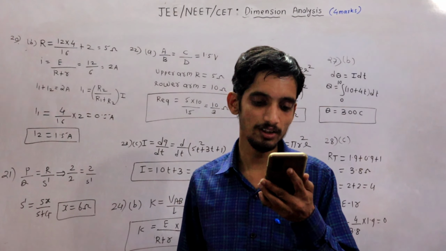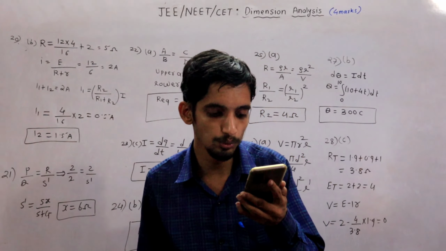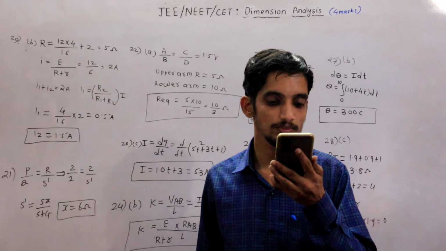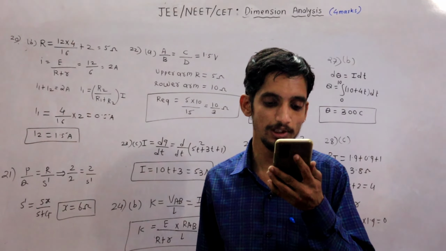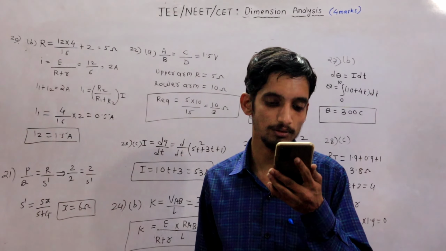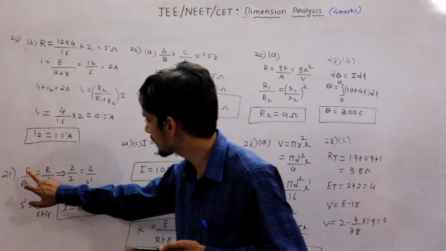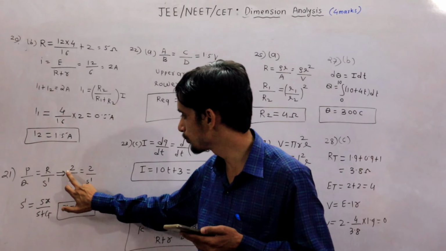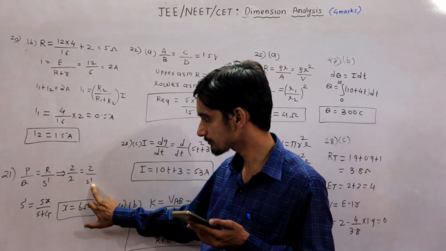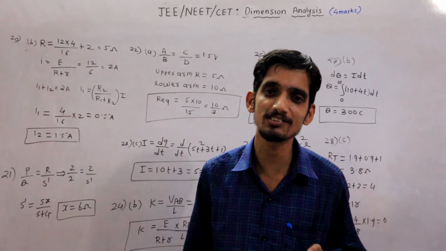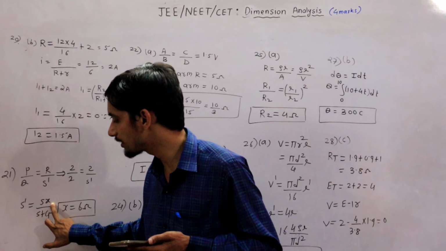Now what is question number 21? In a Wheatstone network, P is equal to 2 ohm, Q is equal to 2 ohm, R is equal to 2 ohm, and S is equal to 3 ohm. What resistance is to be shunted in order to make the bridge balance? Now listen here, P by Q is equal to R by S. So 2 by 2 is equal to 2 by this particular S dash. But this S dash, the new resistance, is S in parallel with unknown resistance X.